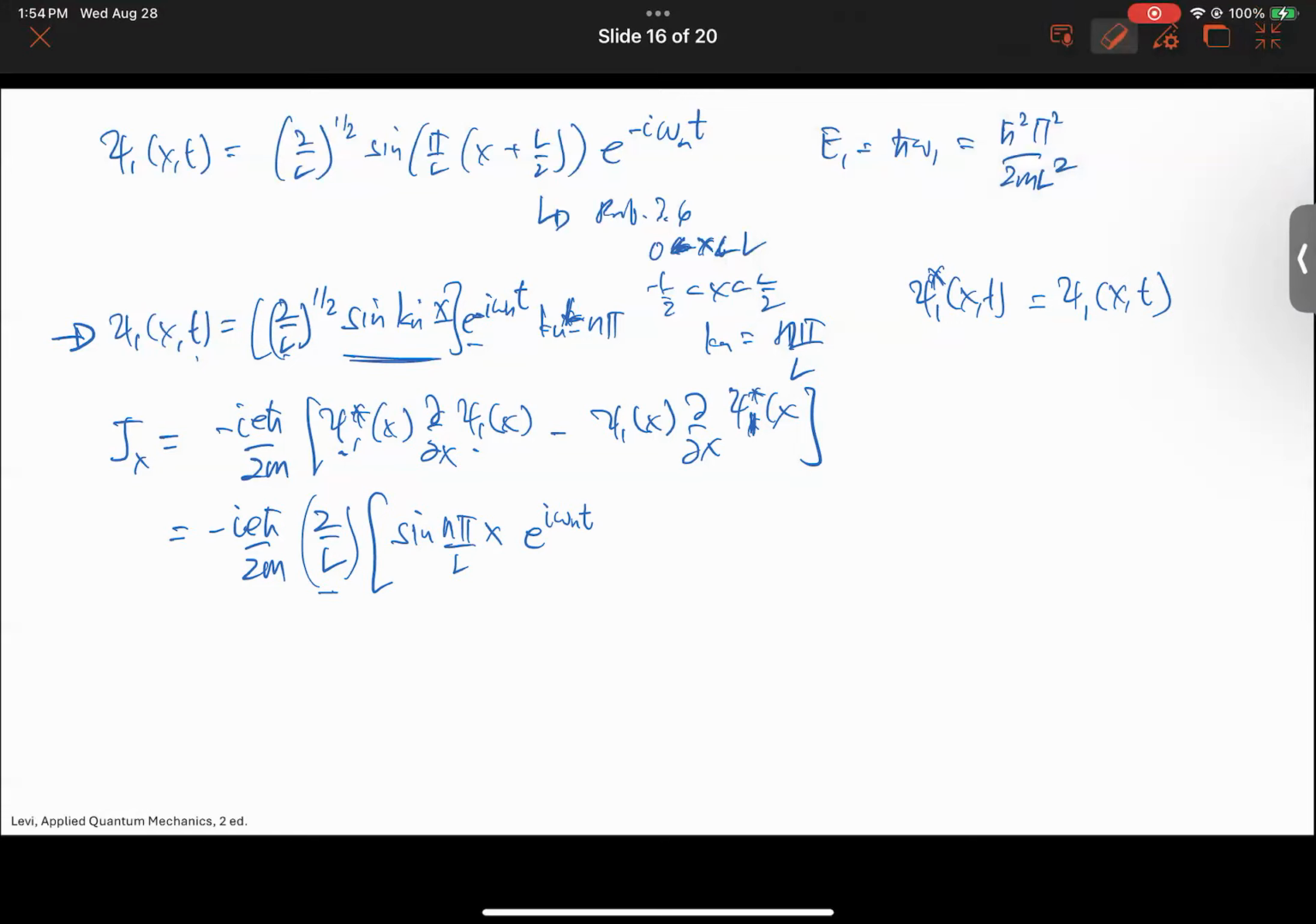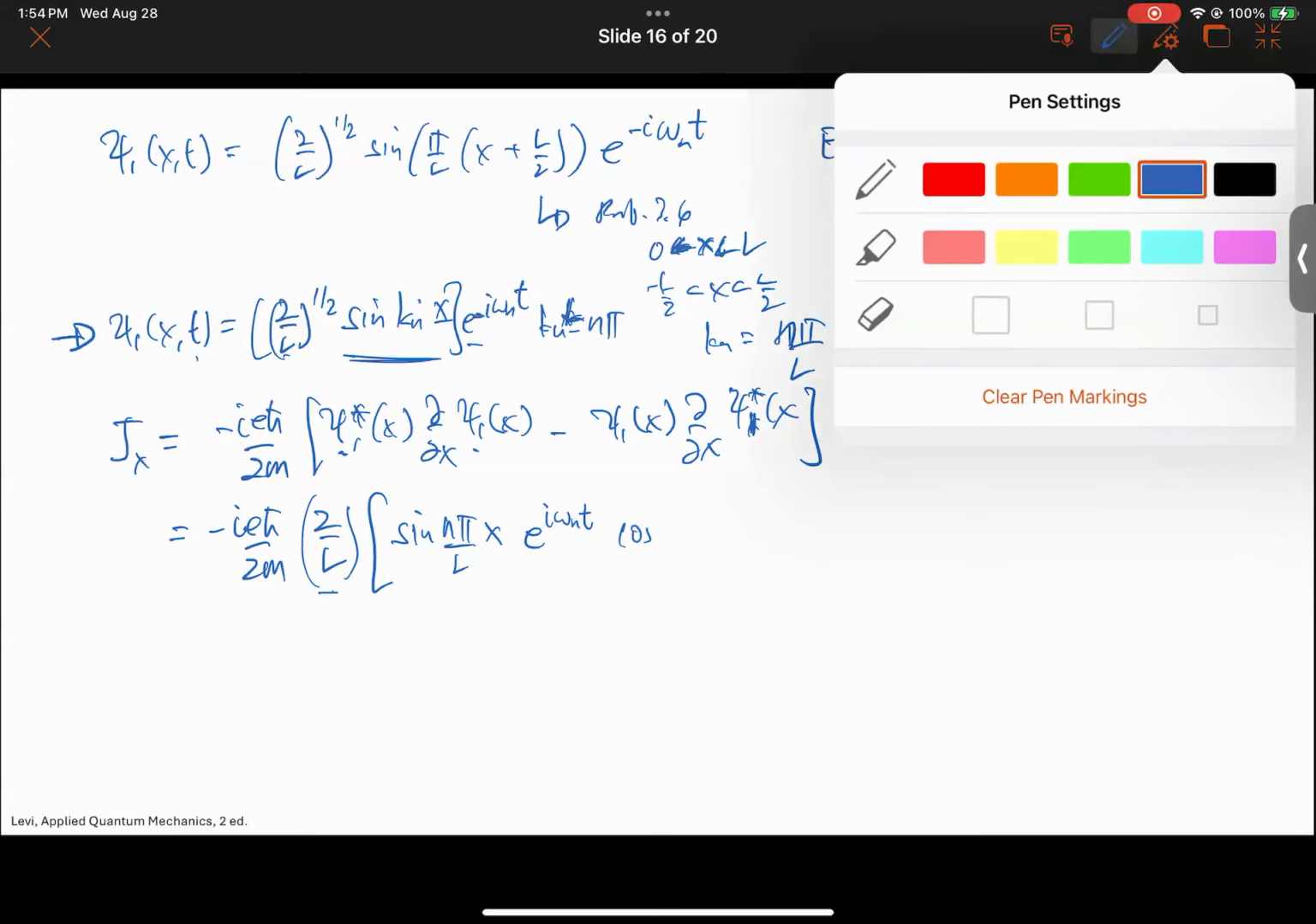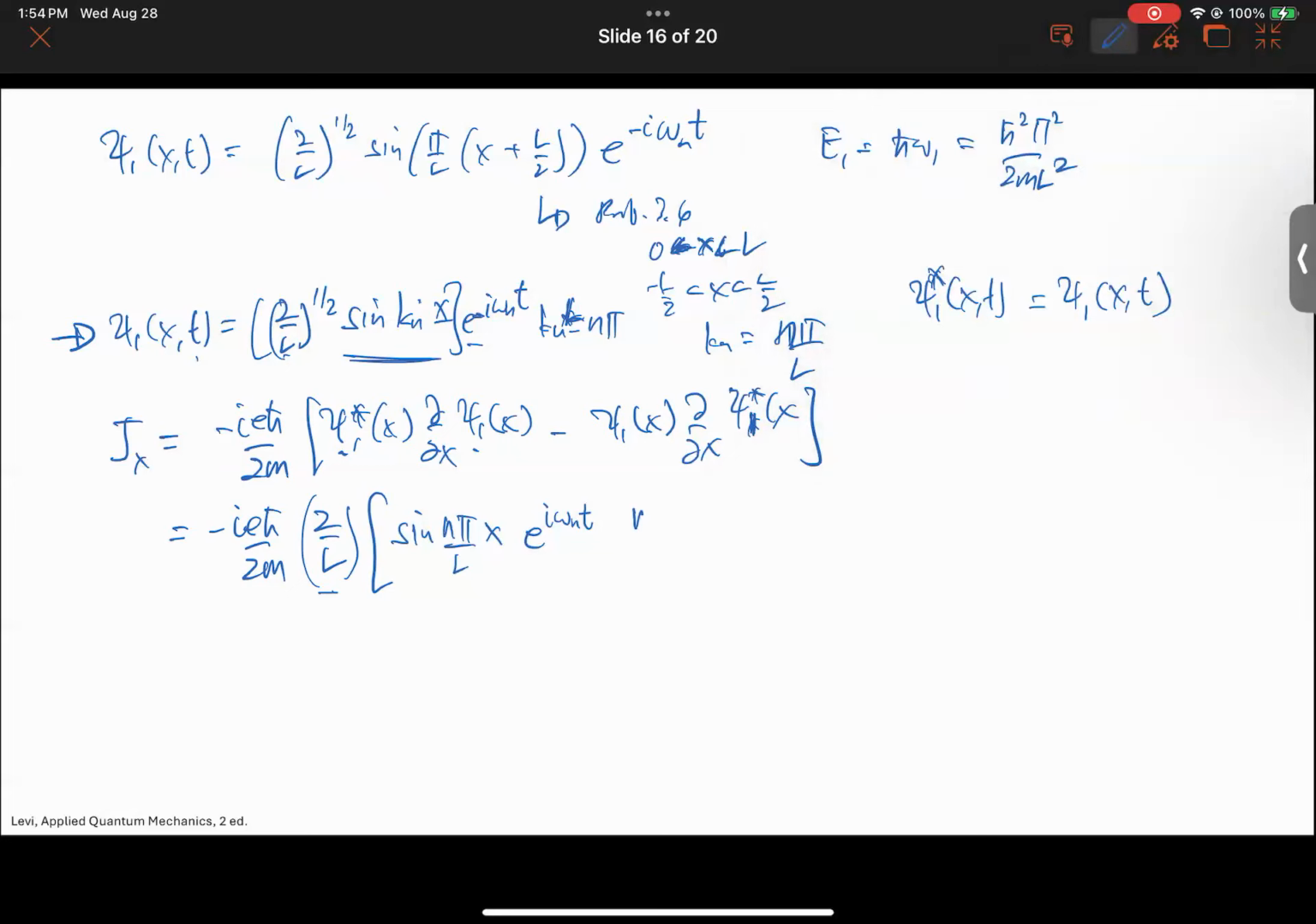So what is the partial derivative of that? The derivative of sine is cosine. Let's include the coefficients: n pi over L, cosine of n pi over L x. Okay, so that's it.